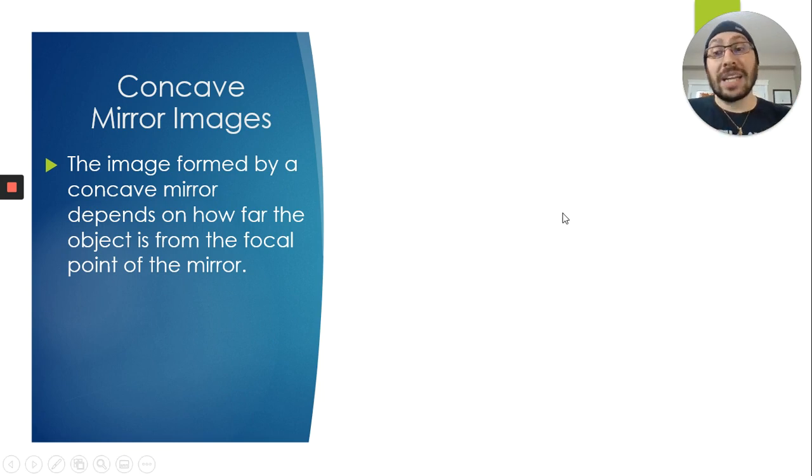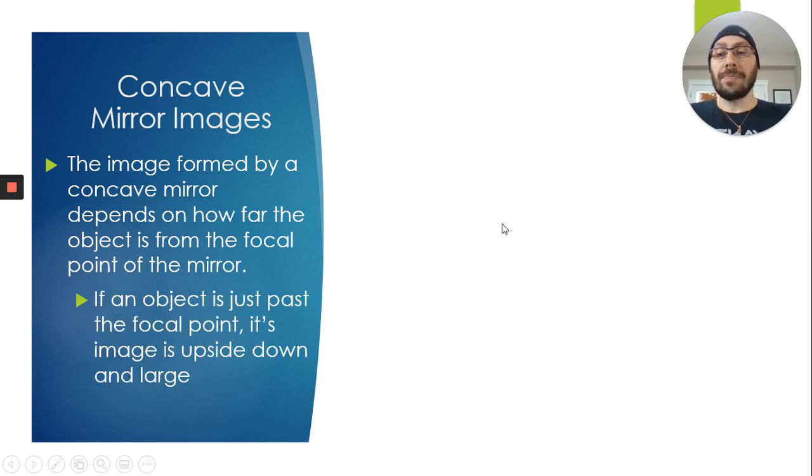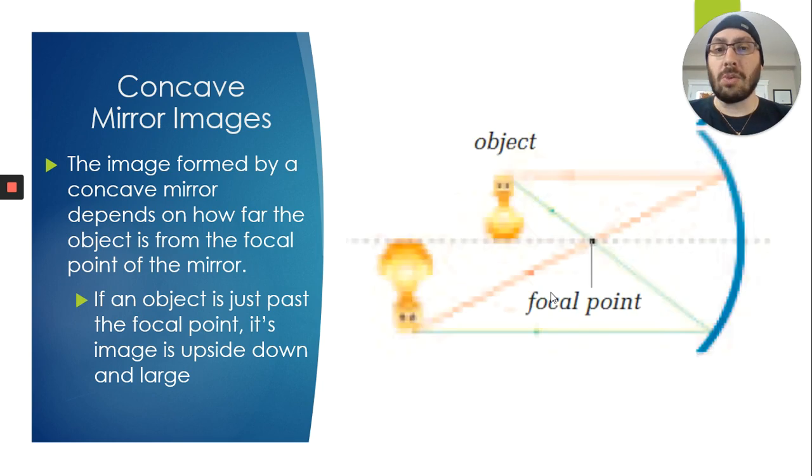So we can actually project images with the concave mirror. If the object is just past the focal point, it's upside down and large. Okay, so upside down image. We saw this before. Think back to the pinhole camera.